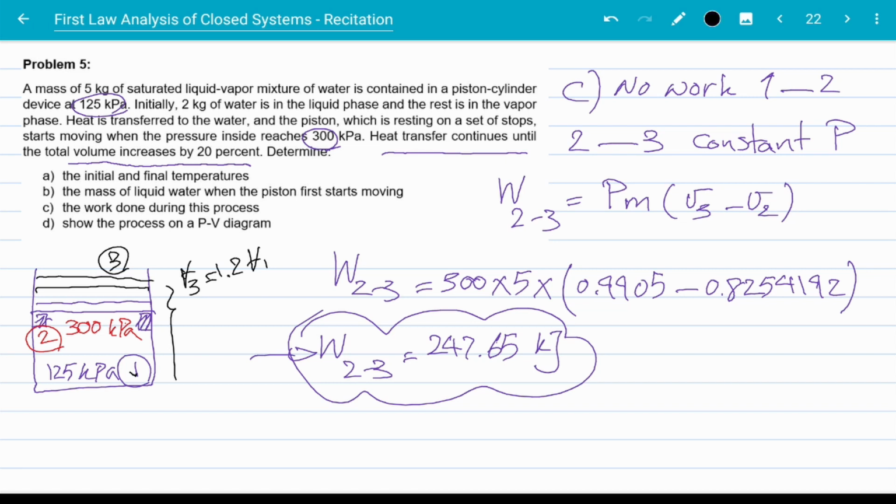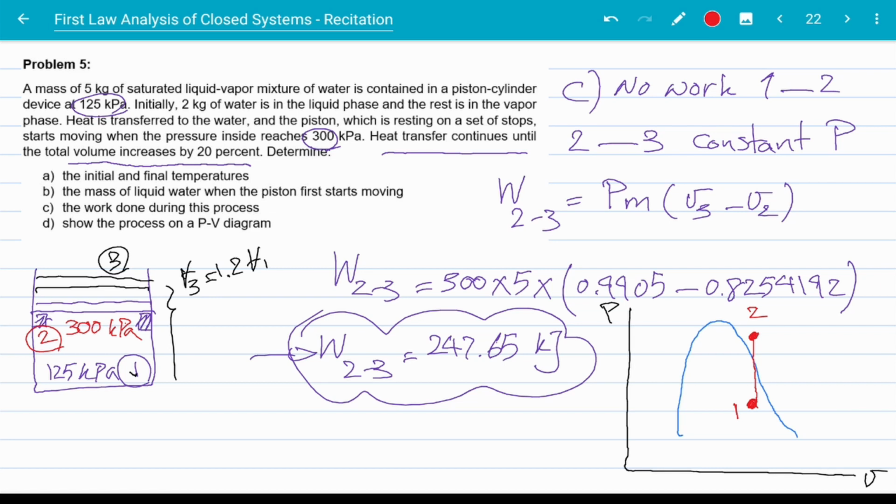Now finally, for part D, we are asked to show the entire process on a PV diagram. So this is P and this is V. To get a better feeling, I'm going to plot the saturation dome here as well. The system starts somewhere here in the saturation dome. Remember, we had an initial quality. And then it goes through a constant volume process to here. So this is state 1, this is state 2.